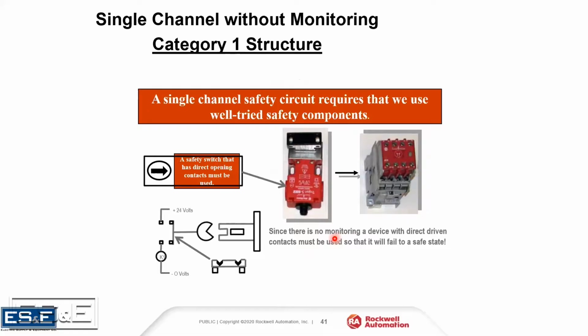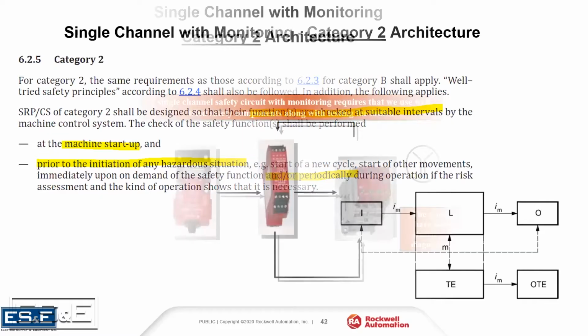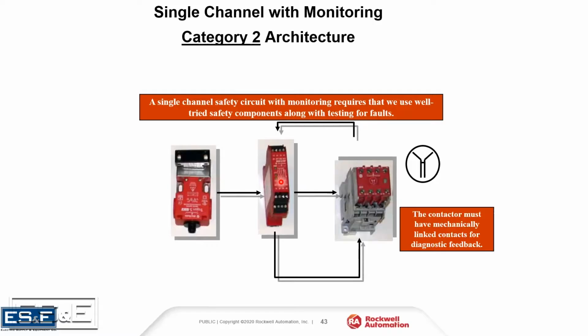But as we move to category two, you'll see it's a little bit more demanding. At the top it says it's in accordance with category B, and we'll use well-tried safety principles as well. But there are a couple more things it requires you to do: the functions are checked at suitable intervals. It lists a couple of times like that: machine startup is one, and prior to initiating any hazardous situation, and/or periodically. What you'll notice from the circuit here is that we have now added a safety relay into the mix. And so we get that monitoring piece of what's going on, so that when a command is given, I know that command is applied to the output device as well.